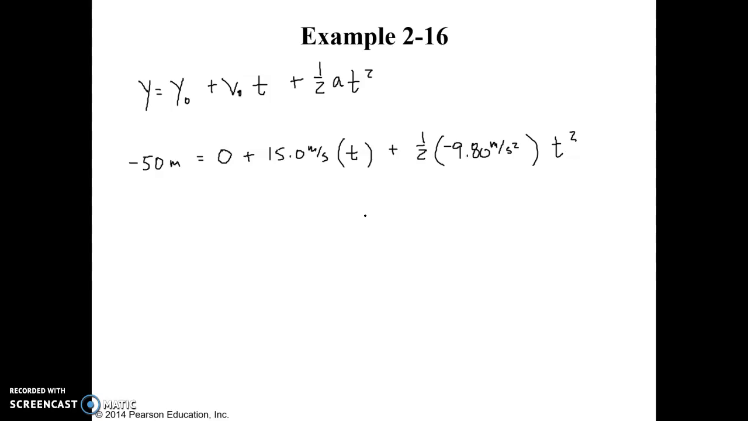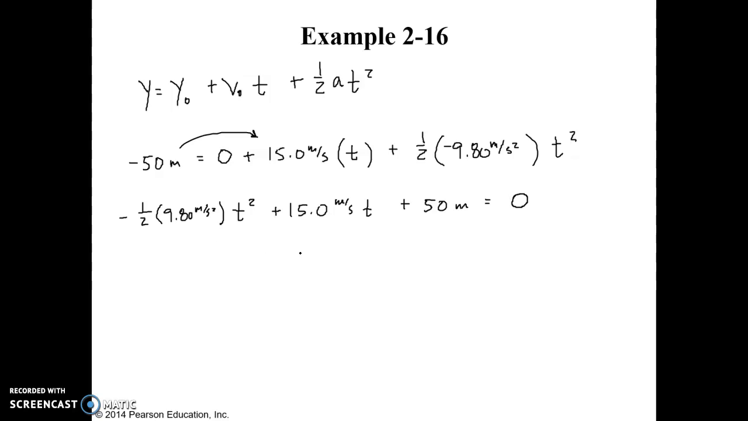So if we rearrange this, we have negative 1/2 times 9.80 meters per second squared, t squared, plus 15.0 meters per second t, plus 50. This was a negative 50 on this side, but we want to bring it over to the other side of the equation with the other variables. Plus 50 meters equals 0.